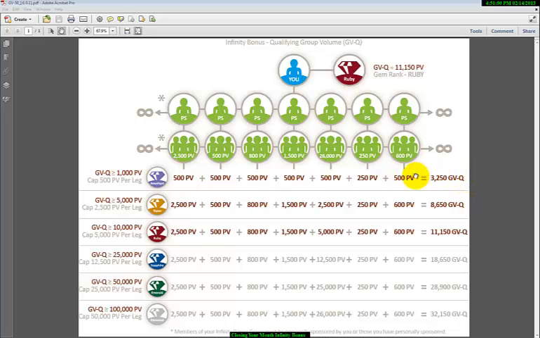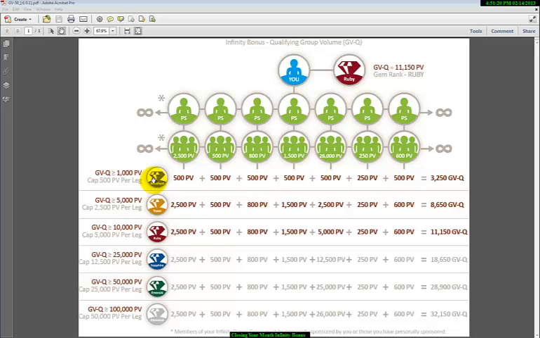So now what the system will do is it will look at this and say, okay, at this cap level, do you have at least 1,000 GVQ? Well, if we look at this, you have 3,250 GVQ. So you have enough to be qualified as an amethyst. So it says, okay, great. You are qualified as an amethyst.